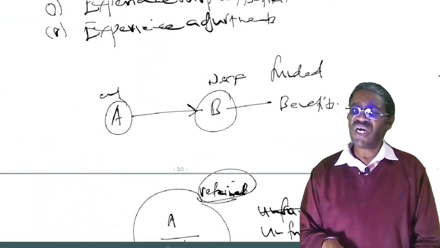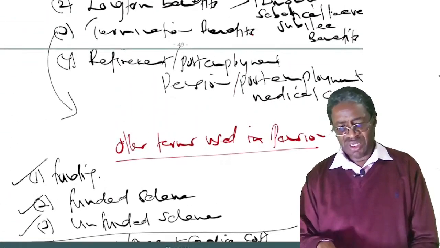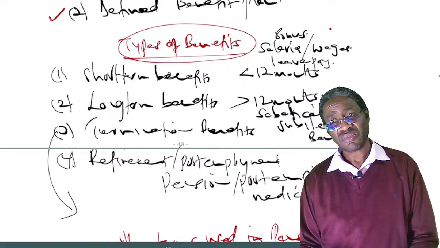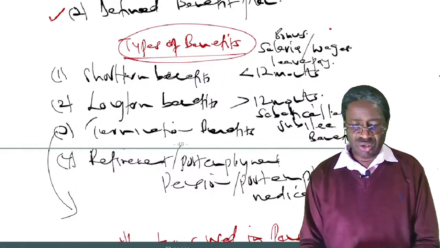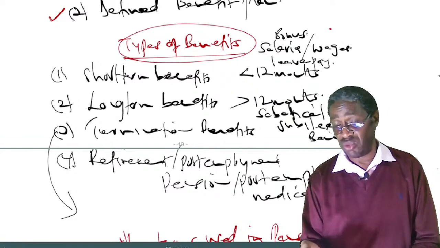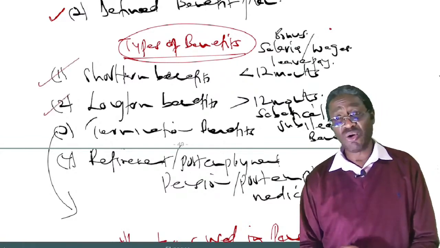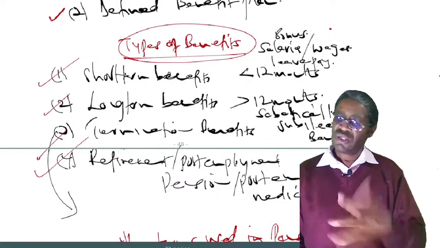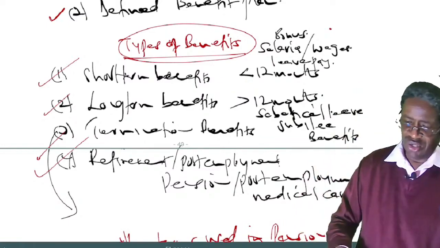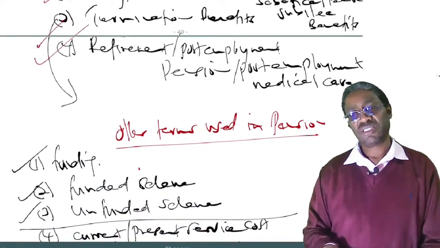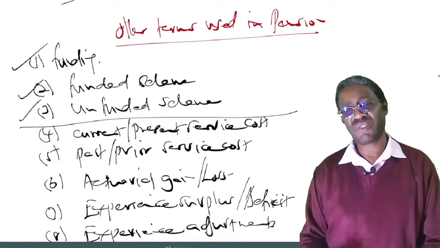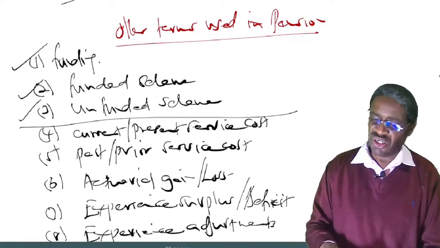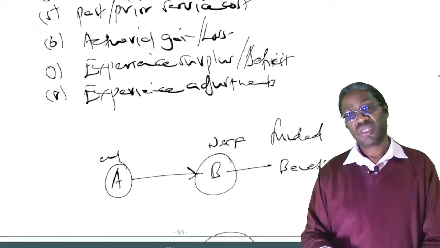Good. After we had discussed those two terms, we went further and discussed what else? We discussed what we were calling types of benefits. Of course, here we don't need to go back into the details. Those ones were not hard to remember. What is a short-term benefit? What's a long-term benefit? What's a termination benefit? And what is a retirement benefit? Those ones we said, they are not hard. You remember that? After that, we went to what we were calling other terms used in pension. So this is where we were discussing, and that's where we want to continue before we do a few calculations.